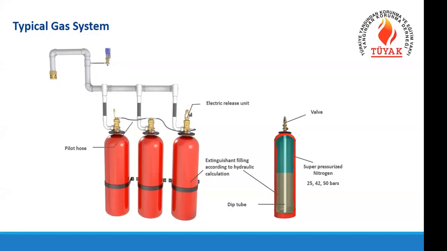And there is an electric release unit. When detectors give a signal to the panel, the electric release unit is energized by the control panel, and the system activates and the gas is discharged. We still need a detection system here to operate this system.